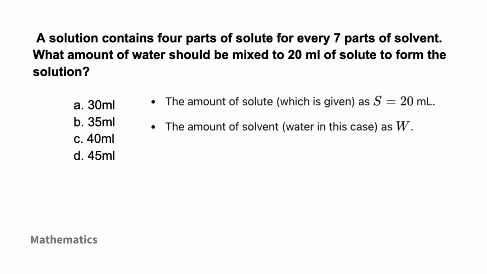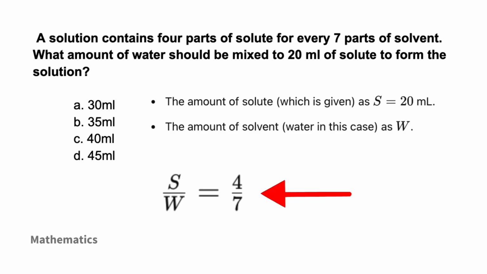So here we have the amount of solute, which is given as S equals 20, and therefore we have S equals 20 milliliters. Furthermore, the amount of solvent, water in this case, we'll say, is W. Now, according to the problem, the ratio of solute to solvent is 4:7. Therefore, for every 4 parts of solute, there should be 7 parts of solvent.